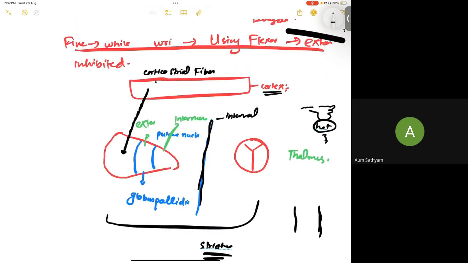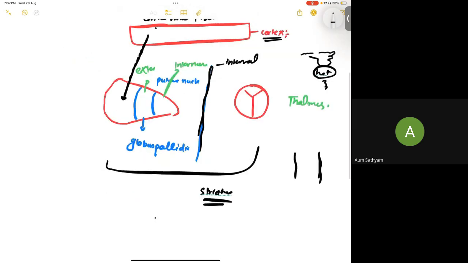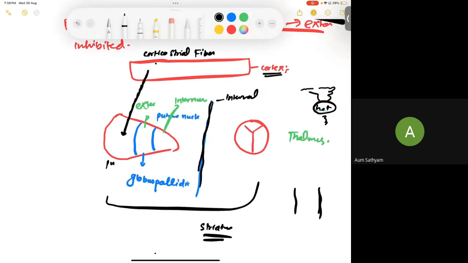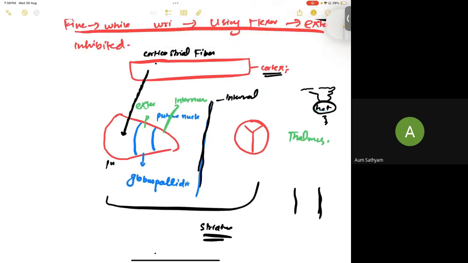So corticostriatal fibers. This is your putamen, right? From the cortex into the putamen, corticostriatal fibers. And these fibers are going to dump glutamate on the putamen nucleus. Is it clear? Yes, doc.